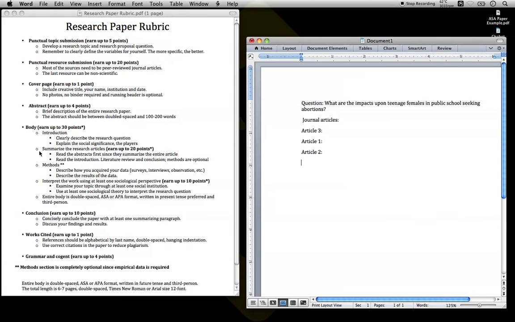So I start in here, write the lit review, go on to my interpretation, then write my introduction and conclusion at about the same time. After that, I write the abstract, because the abstract describes the entire paper. Afterwards, I work on the works cited, and then the cover page. So that's the method I use. I jump right in the middle, start to summarize my articles, then go down to the interpretation.